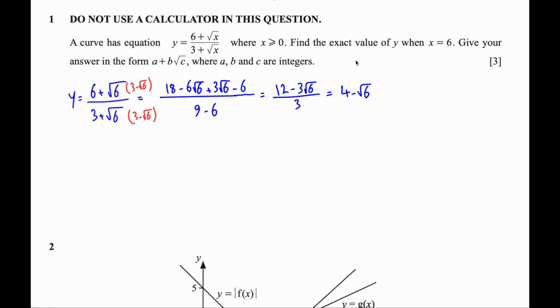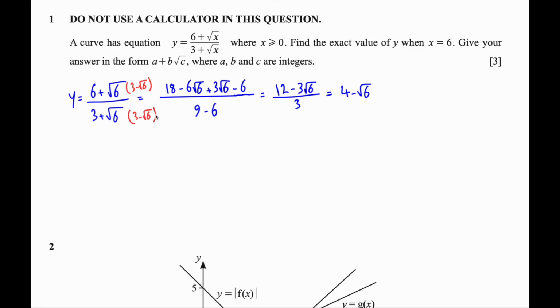So first things first, of course, we're going to substitute all the x's with 6, and this is the fraction I'm going to get. However, I need to rationalize this. What I'm going to do here is multiply top and bottom by the conjugate of the denominator, which is 3 minus the square root of 6.